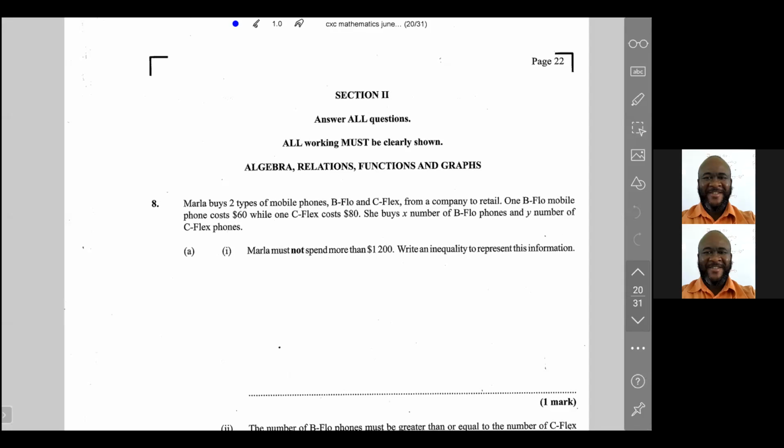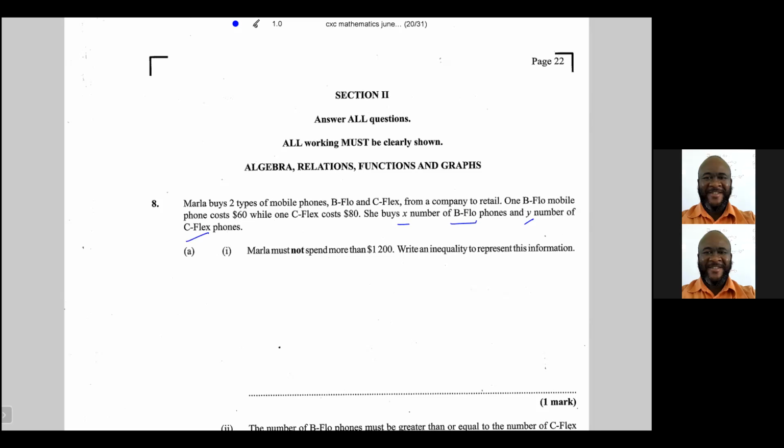All right, so let's have a look at question number 8. In question number 8, we're told that Marla buys 2 types of mobile phones, B-Flow and C-Flex, from a company to retail. One B-Flow mobile phone costs $60 and one C-Flex phone costs $80. She buys X B-Flow and Y C-Flex. Marla must not spend more than $1,200. So she can spend up to $1,200, but she cannot spend more. We're to write an inequality to represent this information.